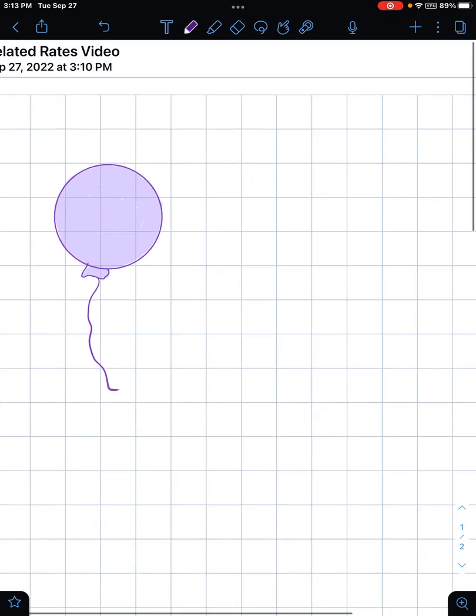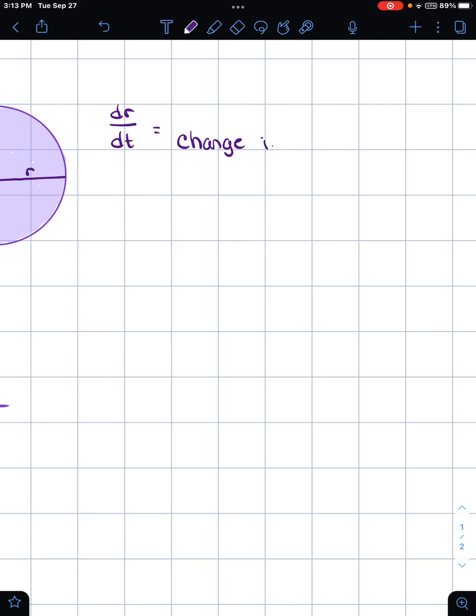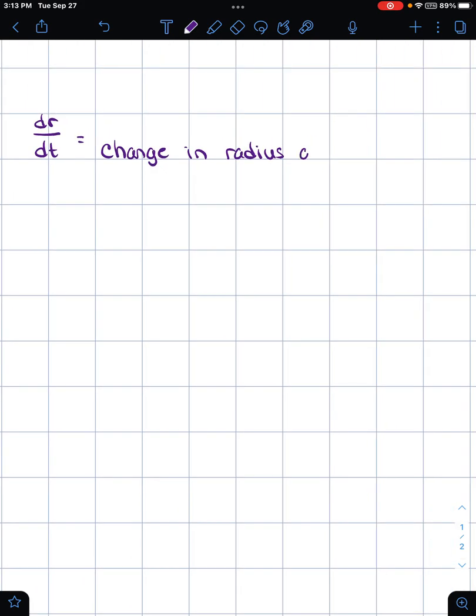Okay, so let's talk about that. As you blow the balloon up, first of all, the radius increases. Would you agree? As the balloon gets larger, the radius gets larger. This is as time goes by, because time is what we're measuring things in. As time goes by, the radius gets larger and larger. So the variable we use for that is dr dt. It's the change in radius over time. Specifically, it's the change in radius as time changes.